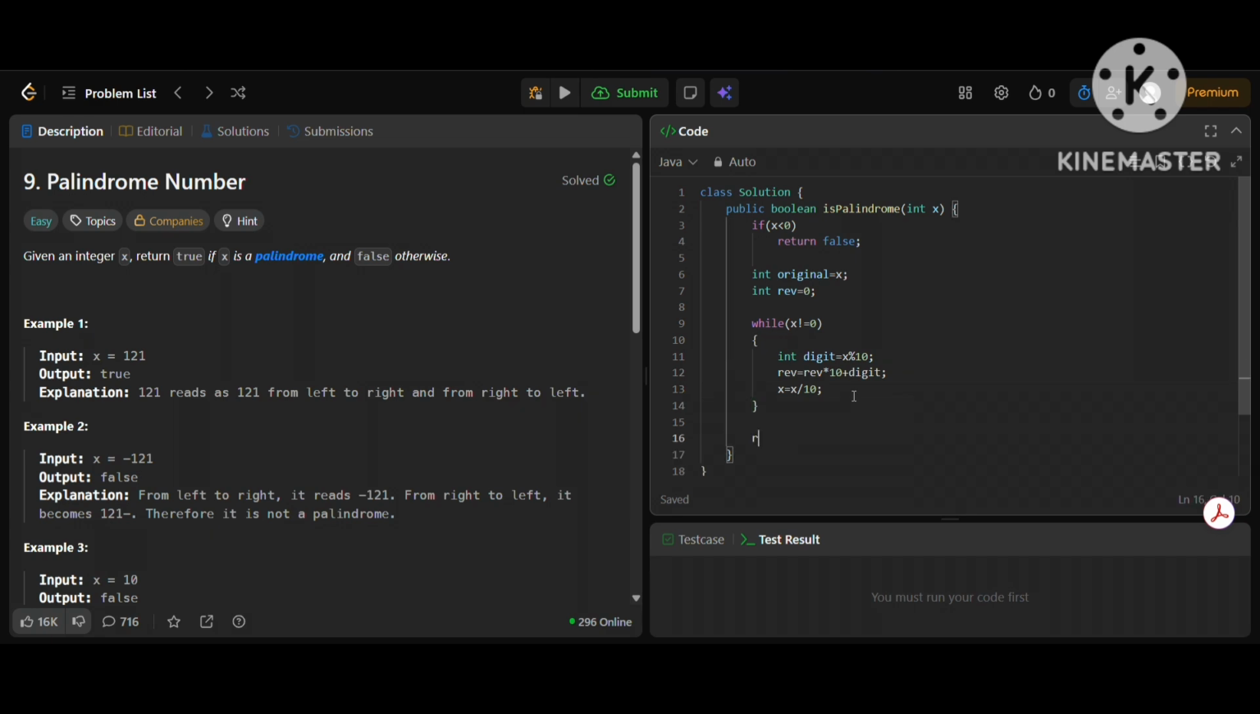So after this while loop, we have to return whether it is true or false. So we'll do this: if original is equal to reverse, then it will be returned as true, because the return type of this function is boolean, so it can return only true or false. So we'll be returning with a condition that original double equals reverse. If this condition is true, then it will return true, otherwise it is false, and if it is negative, it will directly return false. Let us look into the tracing of this now.